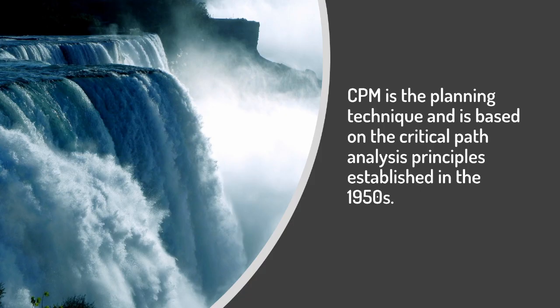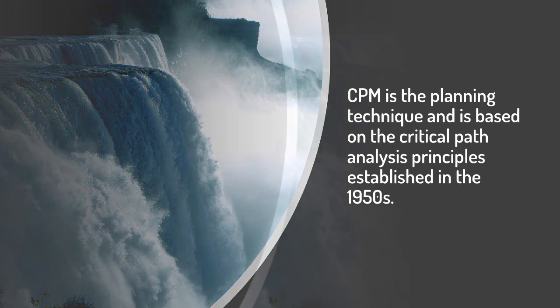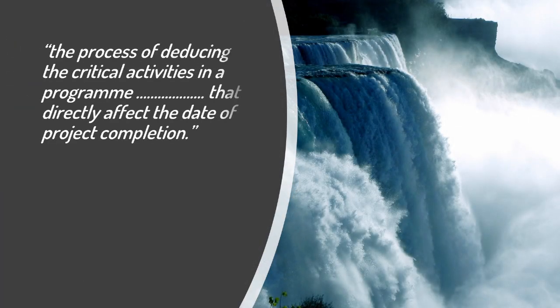CPM is the planning technique most commonly used in the construction industry today and is based on the same critical path analysis principles established in the 1950s. SCL Protocol Edition 2002 defines critical path analysis and the critical path method under the same title and did not differentiate between them. It defines that the critical path analysis or method is the process of deducing the critical activities in a program by tracing the logical sequence of tasks that directly affect the date of project completion. It is a methodology or management technique that determines a project's critical path.